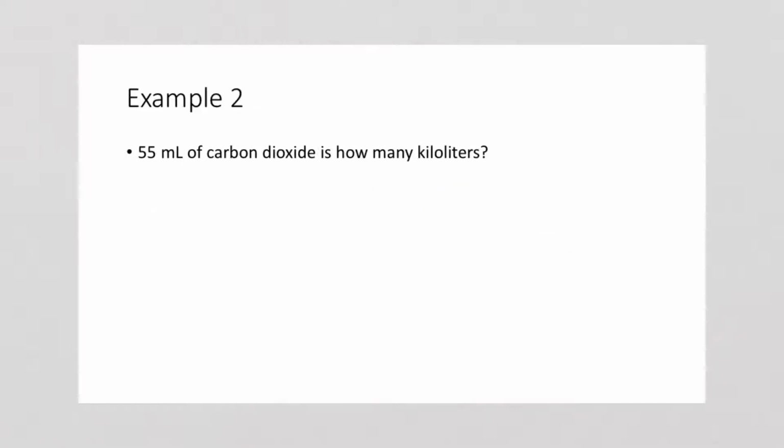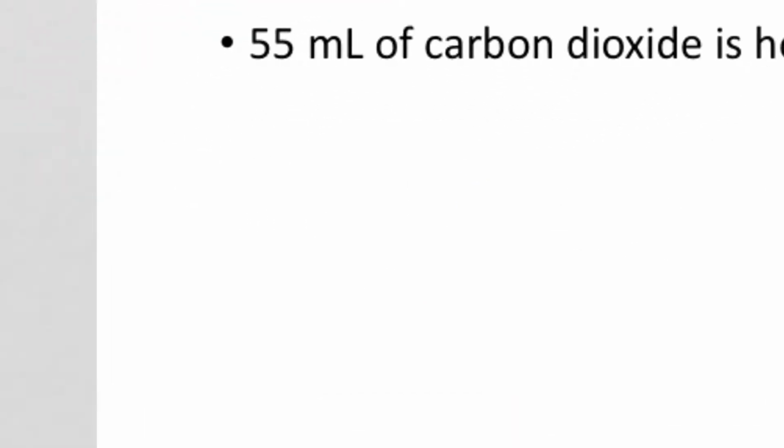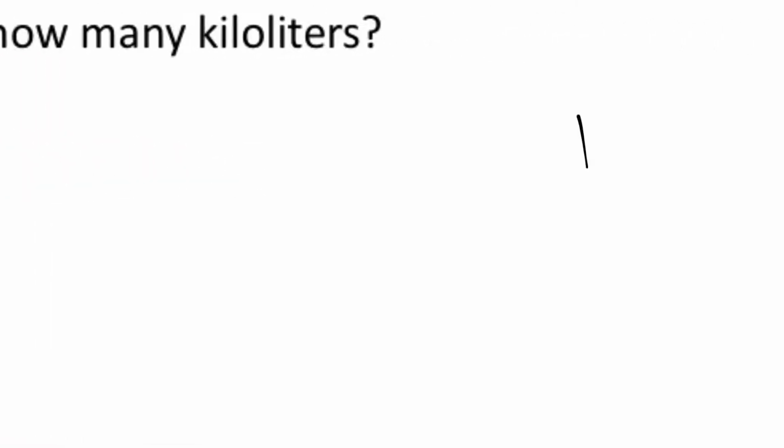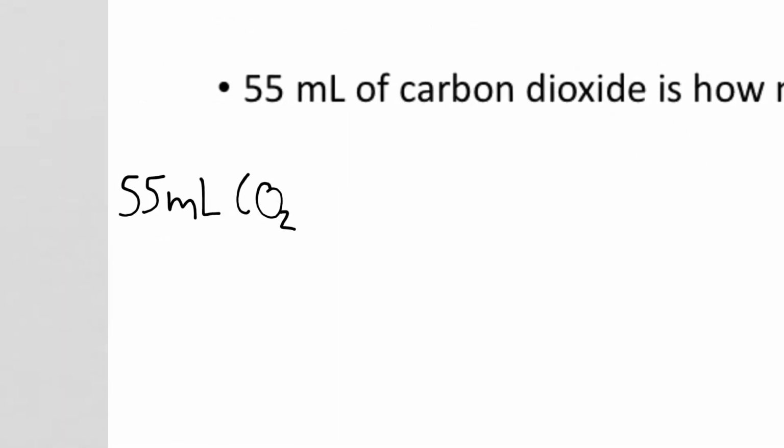All right, so let's take a look at our next example. So 55 milliliters of carbon dioxide, CO2, and we want to know how many kiloliters it is of CO2, same substance. So whatever unit's on top needs to go on the bottom. Don't forget what substance we're talking about, carbon dioxide in this case.